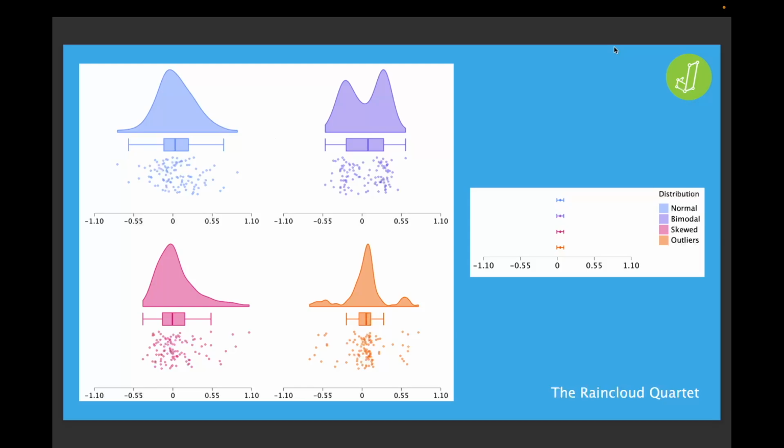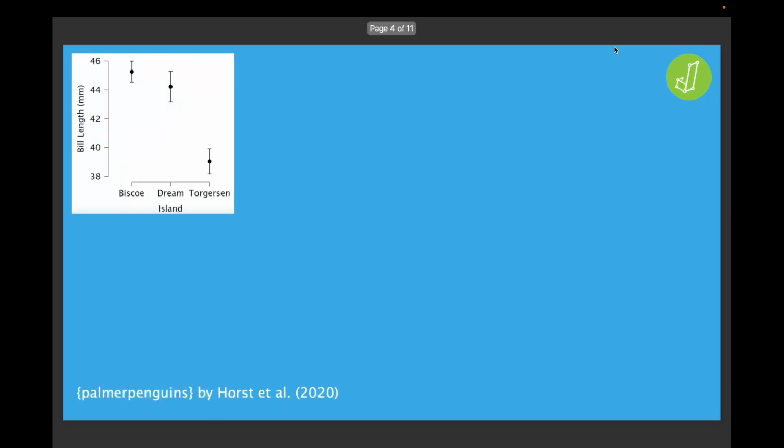And these striking differences are something you would completely miss if you just consider the identical means and confidence intervals. The second reason why you should use Raincloud plots, I will illustrate with some real-world data on penguins. And you can see here there are 3 different islands where penguins live, and we can also now see the bill lengths for these penguins. And apparently on the first 2 islands, the bills seem to be longer than on the 3rd island, as shown by the means and the respective confidence intervals.